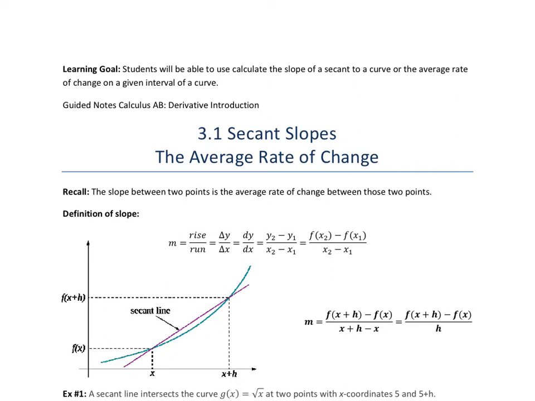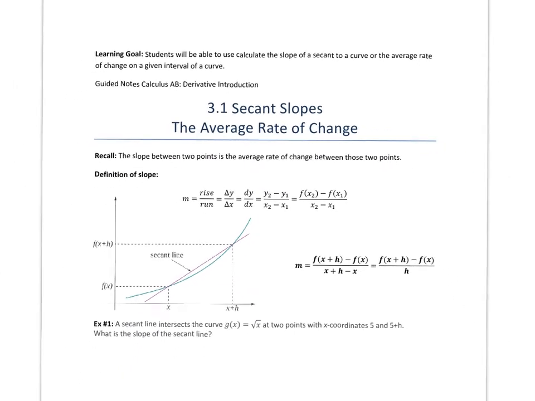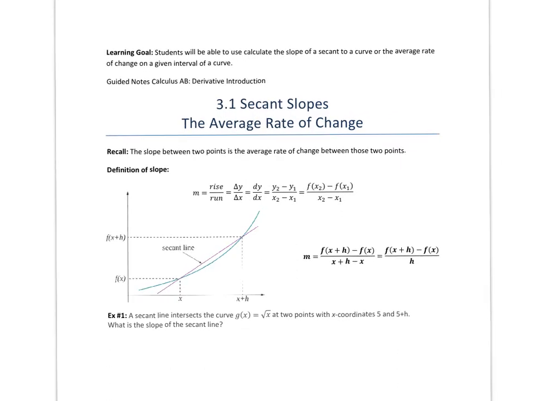Alright, 3.1 secant slopes. Basically, this is the average rate of change. So anytime you see the average rate of change, we're really just talking about a secant slope. What is a secant? Real quick. Secant is a trig function, but in this context, it is related to the trig function.